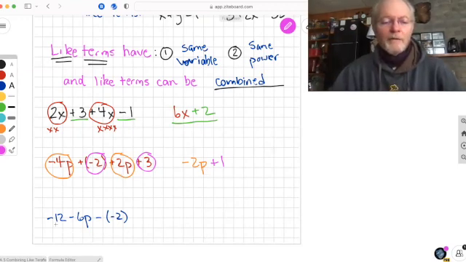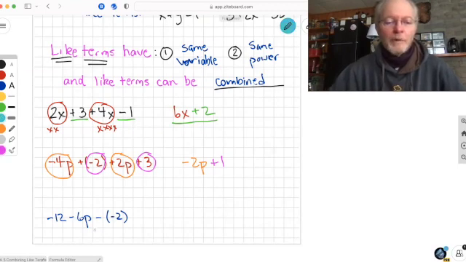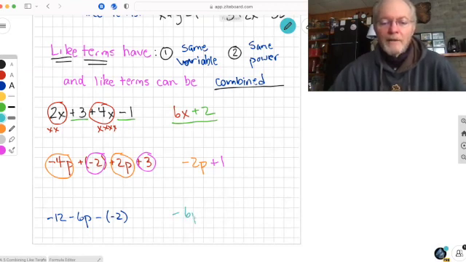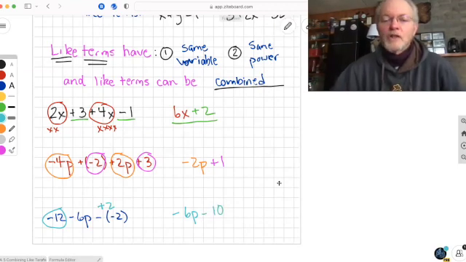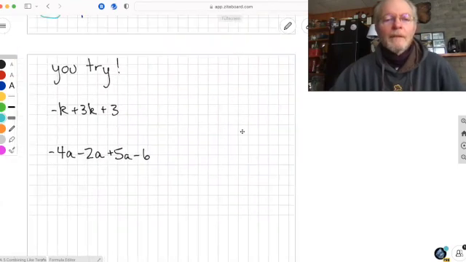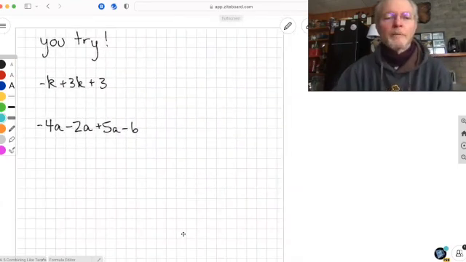The last example here, we have a 3-term expression, -12 minus 6p minus -2. In this example, the -6p, there is no other like term, so we can just go ahead and write that down. But we do have two plain numbers, negative 12 minus negative 2. That's the same thing as plus 2. So this would be minus 10. Okay, I'm going to scroll and let you try a few here. Pause the video and try these, and then we'll work on them together.